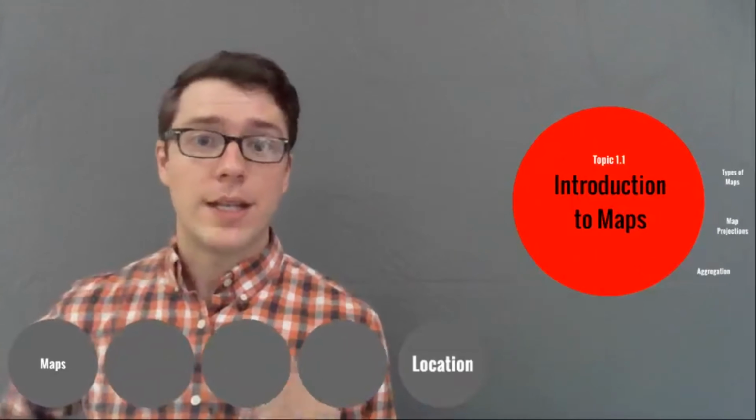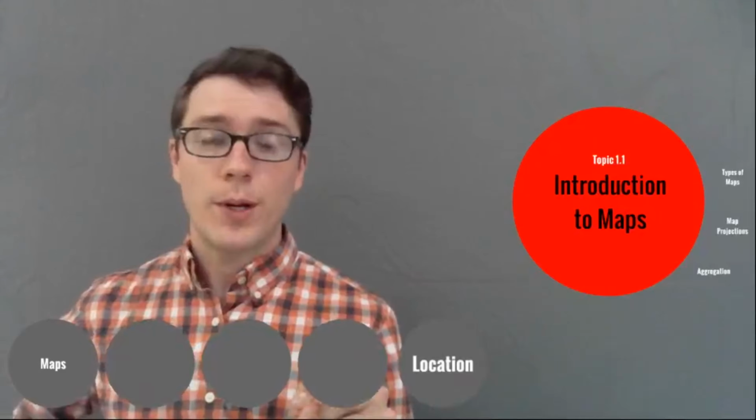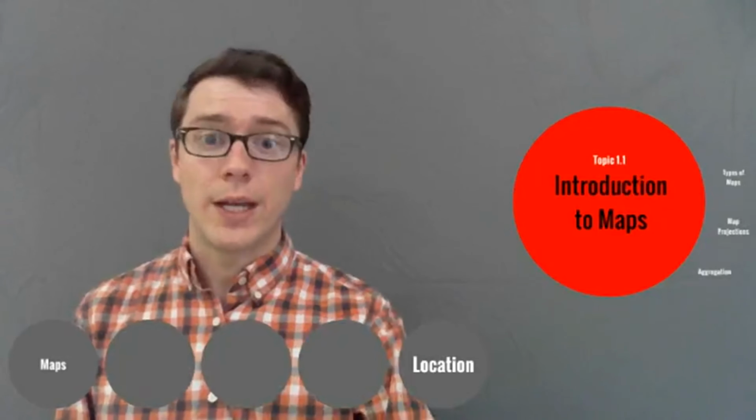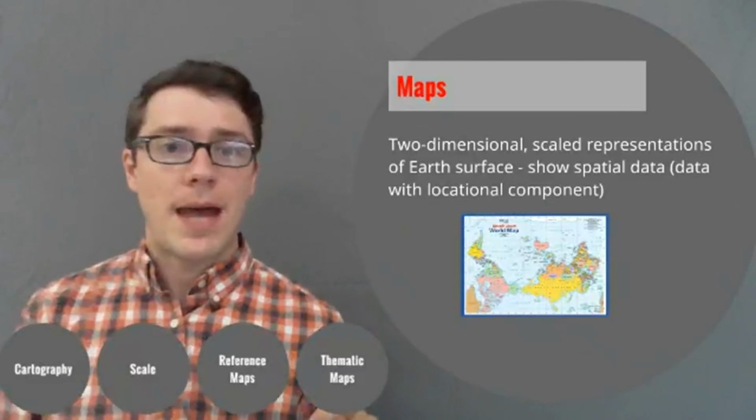The first topic of Unit 1 is an introduction to maps. We're talking about maps today as our starting point because maps are one of the most important tools that geographers have in their toolkit in studying the Earth. So let's start with what is a map.